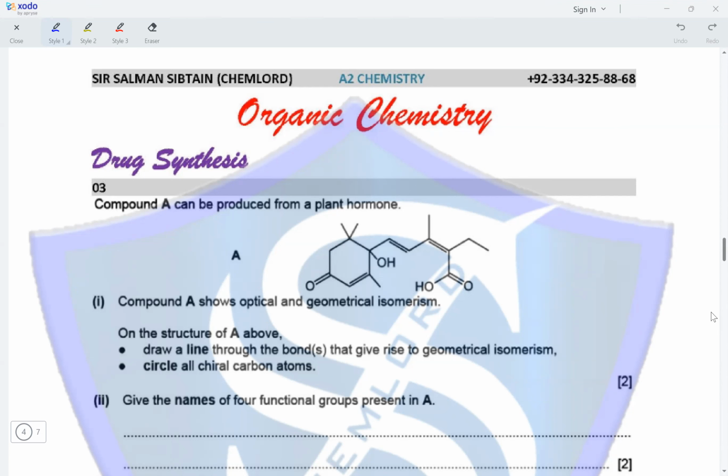is cis-trans isomerism, which can be shown by the double bonds present in the molecule, which are not part of a cyclic structure. So the line drawn through this carbon atom will show two geometric isomers, and the line drawn through here will show another two geometric isomers. So there are two bonds that can show geometric isomerism.